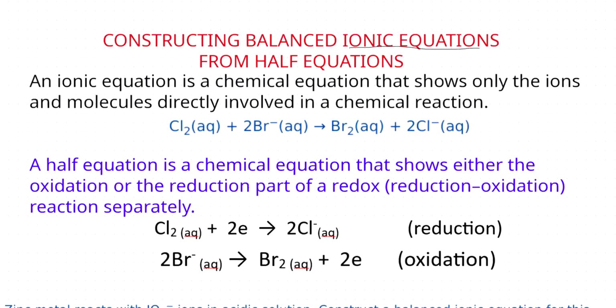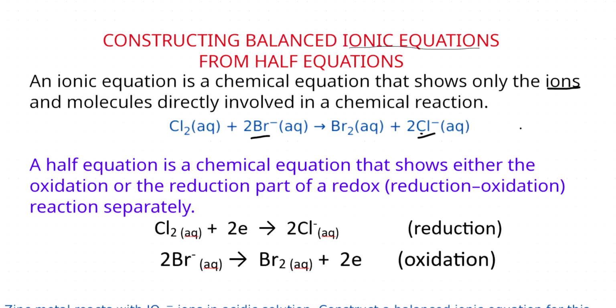In today's video, I'll be teaching you how to construct a balanced ionic equation from half equations. But before we proceed, what is an ionic equation? An ionic equation is a chemical equation that shows only the ions and molecules that are involved in the reaction. For example, we have one here on the screen: aqueous chlorine reacting with bromide ion to give us aqueous bromine and aqueous chloride ion. Now, these two here are ions, and that is why this is an ionic equation.